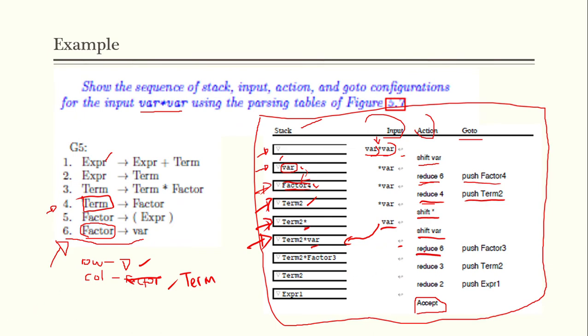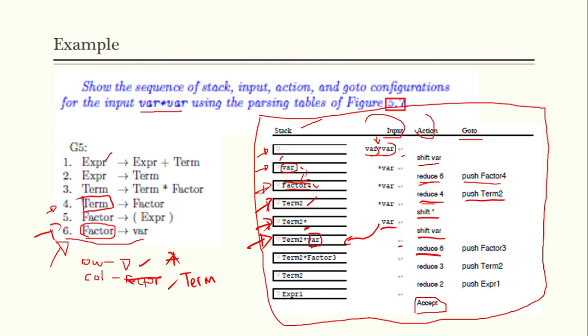Okay, reduce 6. So now it's reduced. We need to look for the information inside the go to table. There are 2 pieces of information needed. Reduce 6 means that it refers to rule number 6. Rule number 6 says that if you see a var, factor goes to var. That means that if you see a var, replace it with another stack symbol. So var is the one that you need to replace. What is the one before var? It is star. So star will be your row.